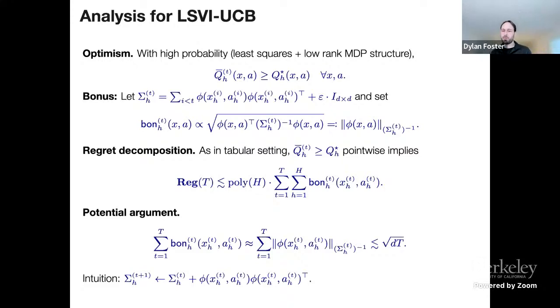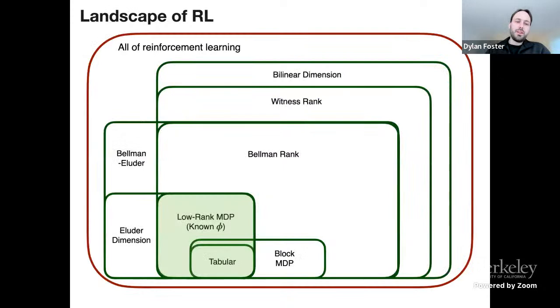And the good news is, because we're in a d-dimensional space, the effective number of times we're going to get surprised and shrink if we use this strategy will be proportional to d. And so indeed, you can show that this sum of bonuses is going to scale as root dimension times T. To summarize, this low rank MDP structure facilitates sample efficient learning with this mechanism of extrapolation.